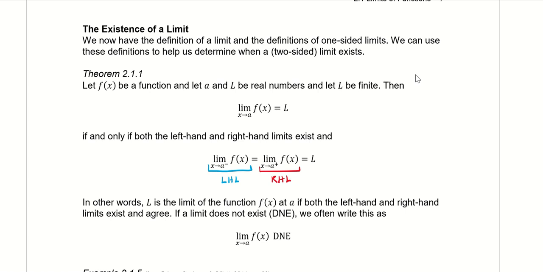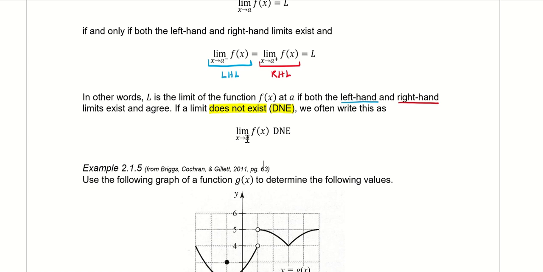So, in other words, L is the limit of our function if both the left-hand and the right-hand limits agree, I guess technically exist and agree. If they don't, we say the limit does not exist. And we usually write that like this: the limit of f of x as x goes to a, DNE, does not exist. Notice there's not an equal sign here. We're not saying it equals it does not exist. We're just saying it does not exist.